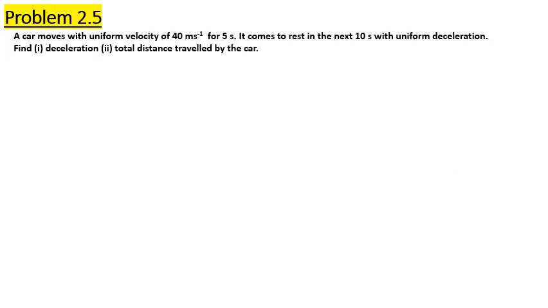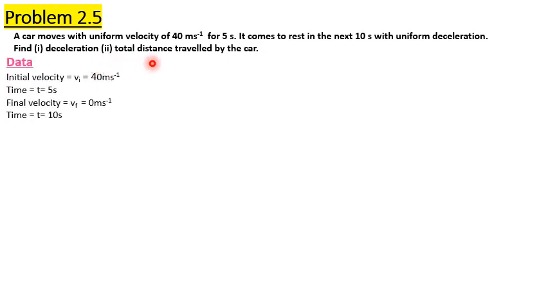Problem 2.5. A car moves with uniform velocity of 40 meter per second for 5 seconds. It comes to rest in the next 10 seconds with uniform deceleration. We have to find out deceleration and the total distance traveled by the car.